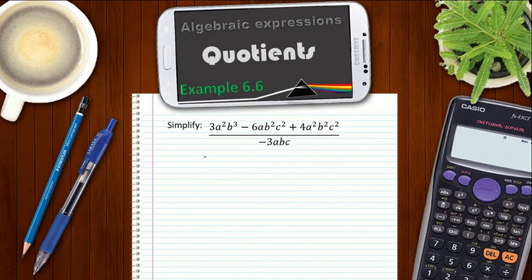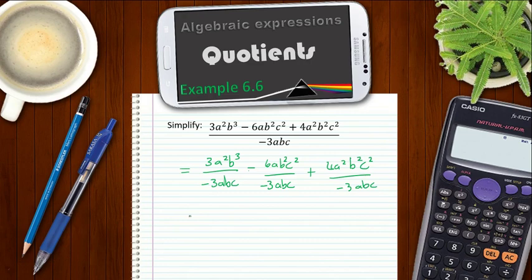Example 6.6. Here we just have 3 terms, so breaking that up, I've got 3a squared b cubed over negative 3abc minus 6ab squared c squared over negative 3abc plus 4 a squared b squared c squared over negative 3abc. Okay, so signs, this one is just negative. These 3's cancel. A cancels with 1 at the top. B cancels with 1 at the top.